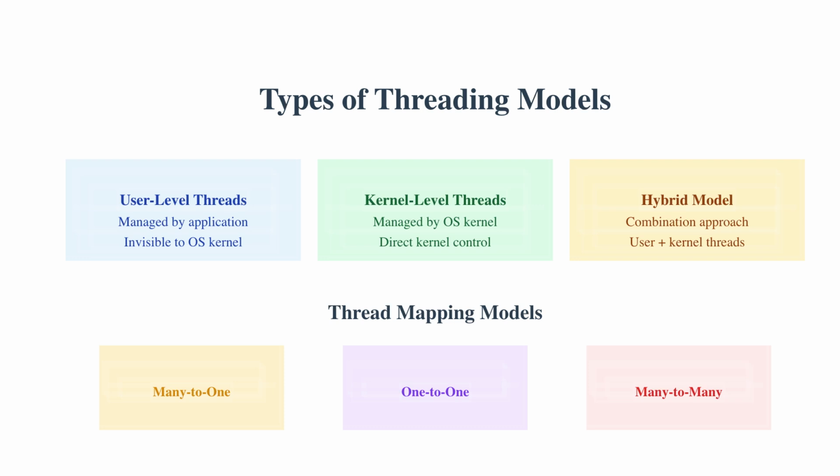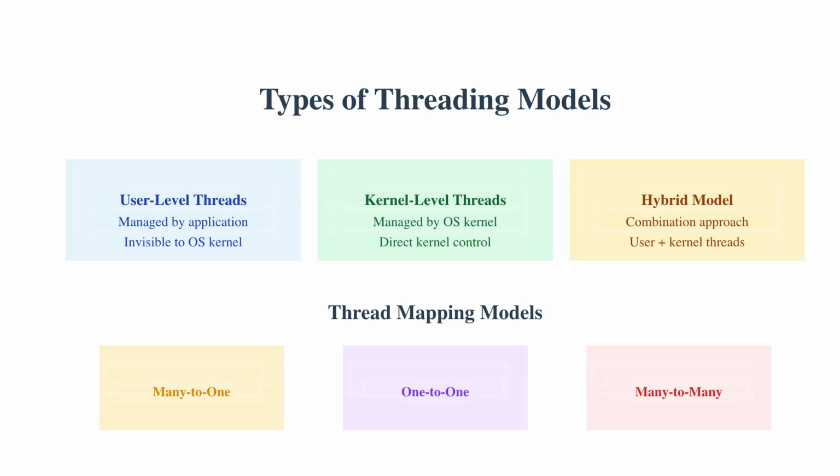Kernel-level threads, on the other hand, are managed directly by the OS kernel. This provides better multiprocessing support since the kernel can schedule threads across multiple CPU cores, but it comes with higher overhead due to system calls for thread operations. The hybrid model combines both approaches, using user-level threads that are multiplexed onto kernel threads. This gives us the benefits of both models while mitigating some of their individual drawbacks.